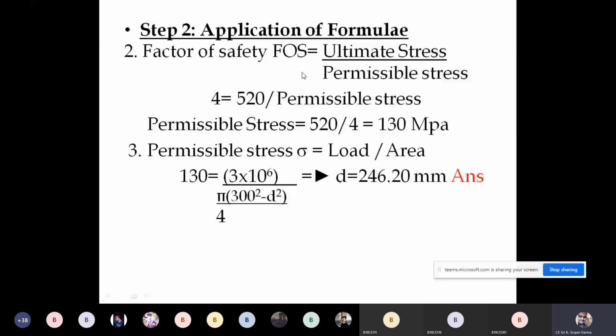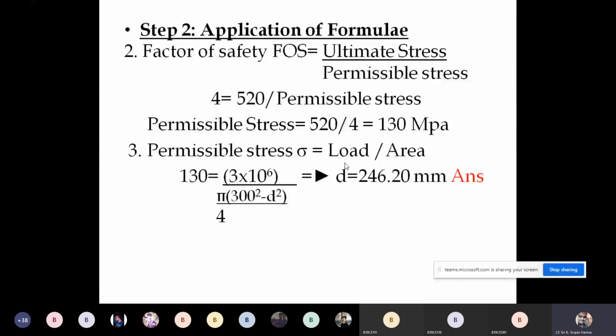Applying the values, factor of safety is 4, 520 is the ultimate stress, and permissible stress is unknown. We calculate permissible stress as 520 divided by 4, that is 130 megapascal. MPa is written wrongly here, it should be capital P for megapascal. Now permissible stress is known to us. Simply it is load divided by area. You can also call it allowable stress.